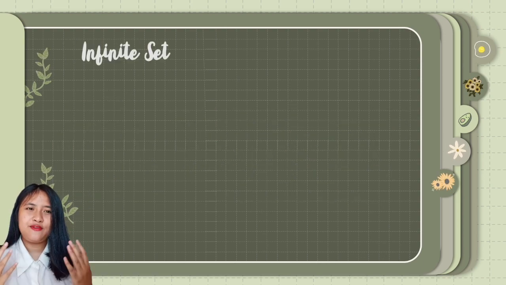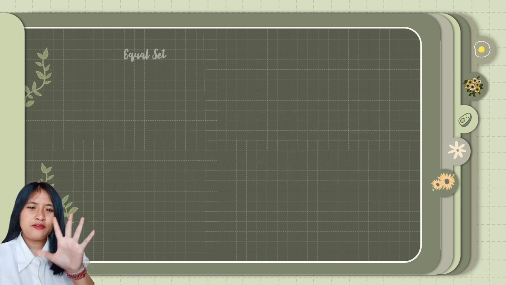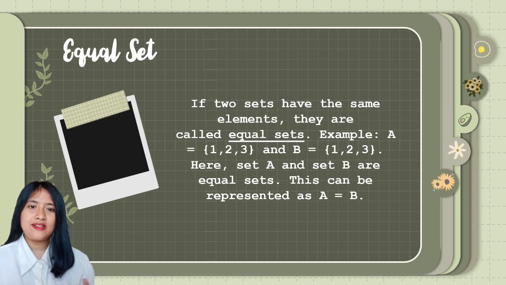Number 4 is infinite set. A set with an infinite number of elements is called an infinite set. For example, the set of whole numbers. Number 5 is equal set. If two sets have the same elements, they are called equal sets. Example, set A with elements 1, 2, 3 and set B with elements 1, 2, 3. Here, set A and set B are equal sets. This can be represented as A equals B.